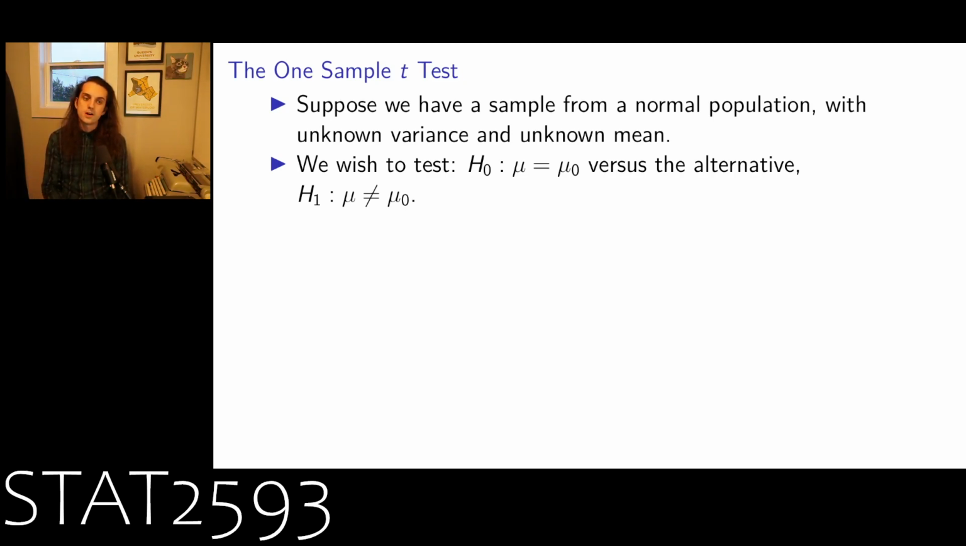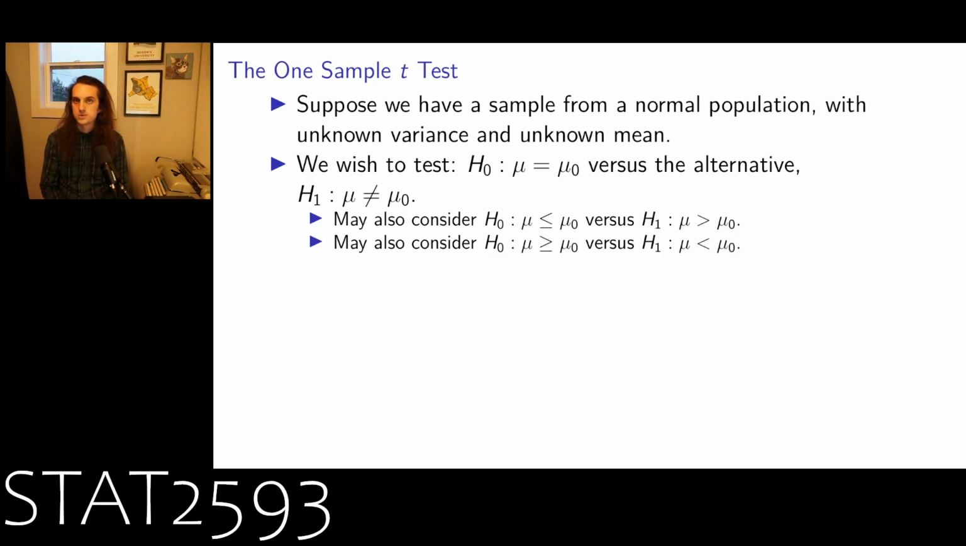We could think about the null as being mu equals mu naught for some value, and then the alternative would be mu is not equal to mu naught. We can also consider either of the one-sided alternatives. So we could have the null being that mu is less than or equal to mu naught, or the null being that mu is greater than or equal to mu naught. In either of those cases, we just define the alternative in relation to that.